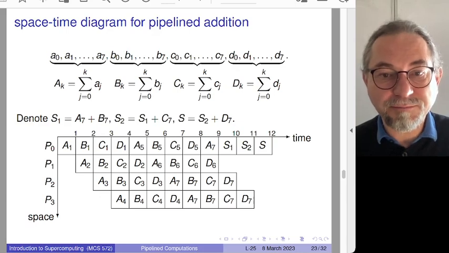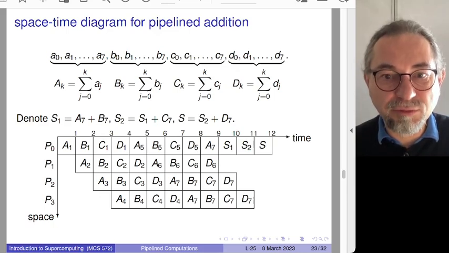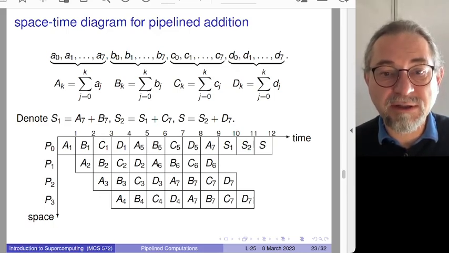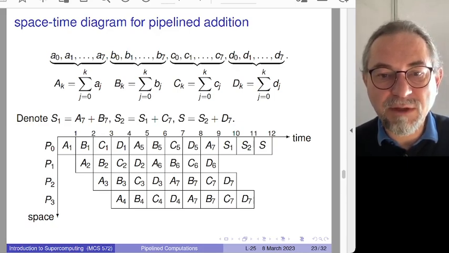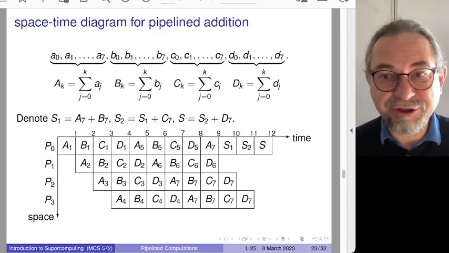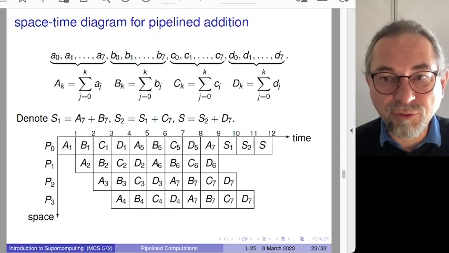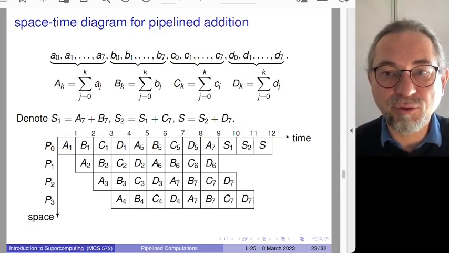While the processor 0 is accumulating, adding to A7 the B7, the other processors are still working on D7. P2 is working on D7, and P3 is working on C7. D7 essentially does not change anymore, but we have this ring topology. P2 will not send directly to the processor node 0.